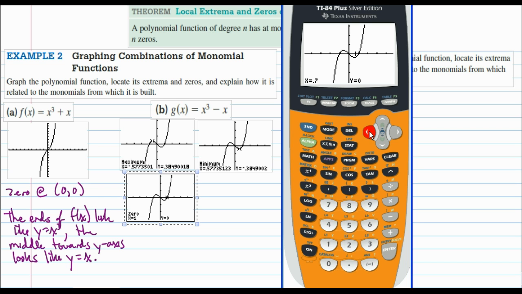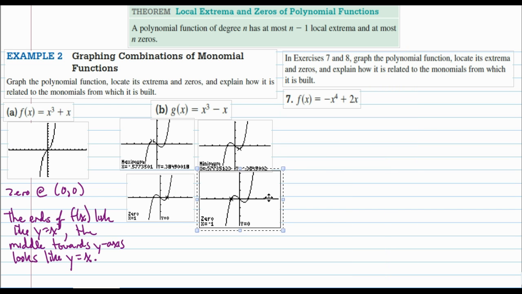Then as you may have predicted, the other one will land at -1. Second calc zero. It's asking me for a left bound, so I need to go to the left by hitting the left key of the zero. Enter. Now the right bound, I'm going to go to the right of the zero, hit enter, and then I'm going to guess, so I'm going to get as close to that zero as I possibly can. And there is a zero at -1, 0.